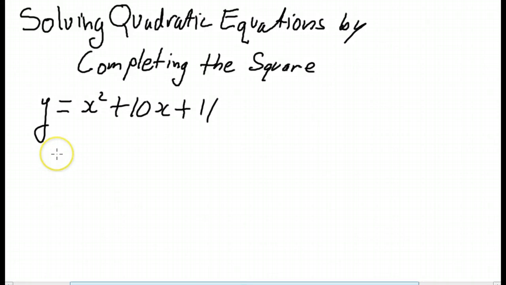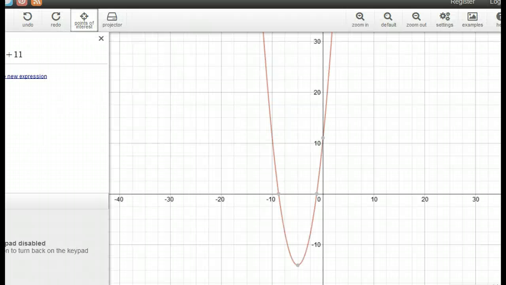Solving quadratic equations by completing the square. Now this is actually a quadratic function, right? When you have y equals, and that has a graph. And here's the graph, y equals x squared plus 10x plus 11, which has some points of interest, right? These are our points of interest, the x-intercepts of the graph.